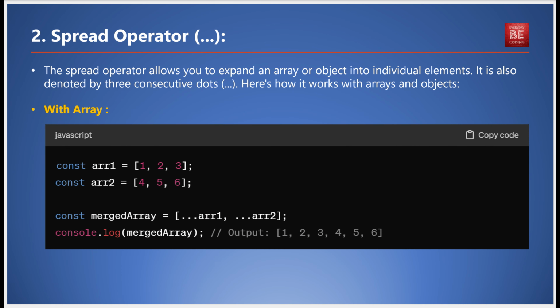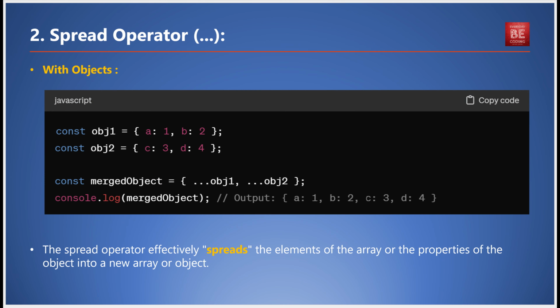This operator, represented by the same three consecutive dots, allows you to expand an array or object into individual elements. For arrays, it works like this: const r1 equals, const r2 equals, const mergedArray equals, console.log(mergedArray). This will output the merged array. The spread operator spreads the elements of r1 and r2 into a new array.